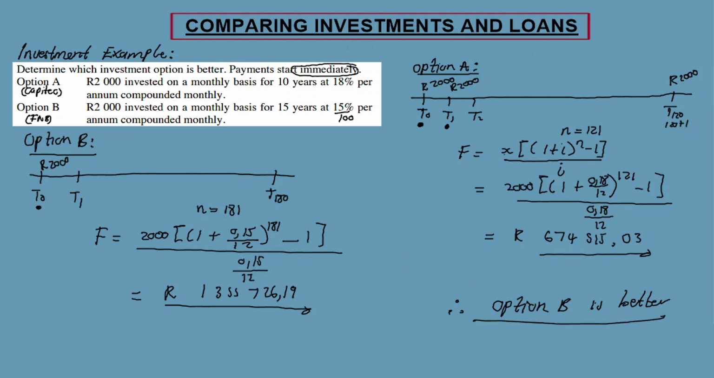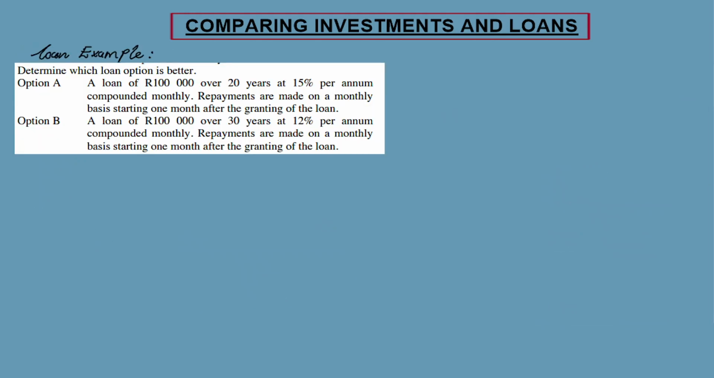Now as we move to our loans again. Let's take an example on our loans. Okay, loan example. With our loans, the first thing you need to calculate is the monthly repayments made on a loan. You need to calculate our repayments made on a monthly basis after the granting of the loan, right? So number one, you calculate our repayments.